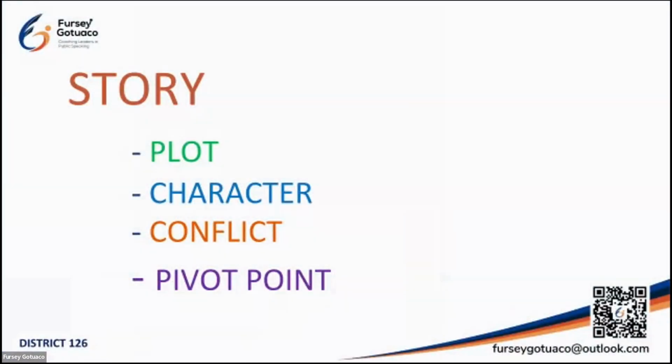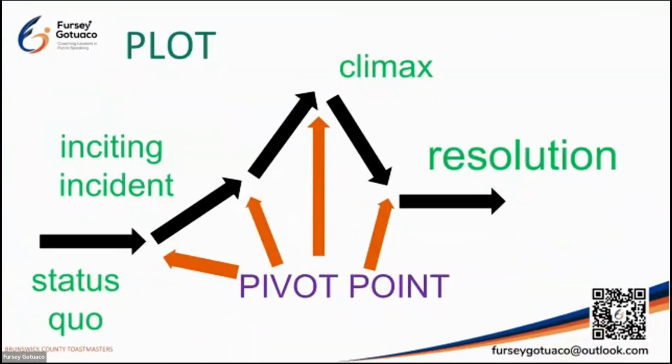Okay, moving forward. The last part that we discussed, we talked about the structure having a story, and the story has a plot, character, conflict, and a pivot point. A pivot point is critical. If you take a look at this, you'll see where you have the plot, and you have conflict, and you have character, but the pivot points are where it changes.